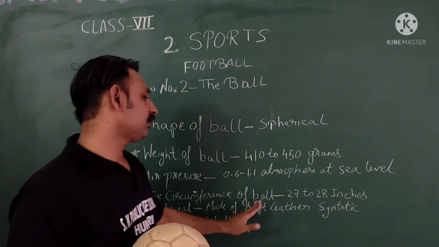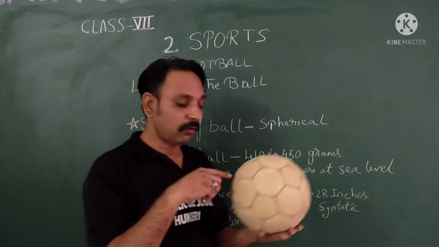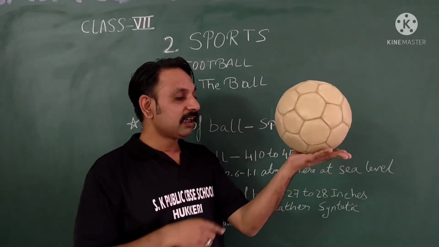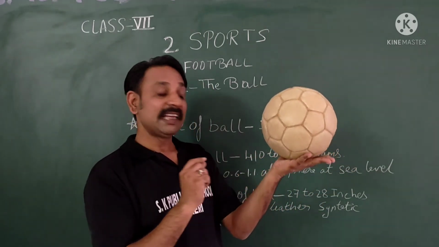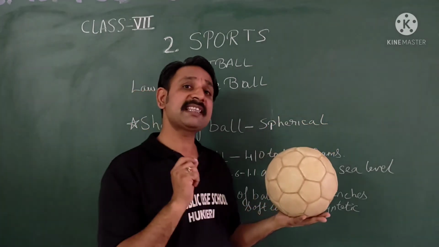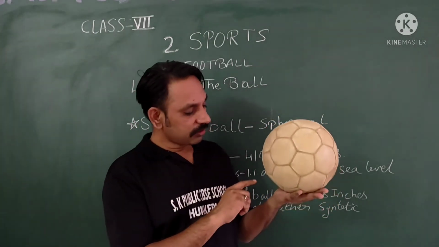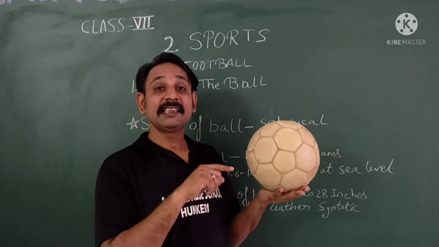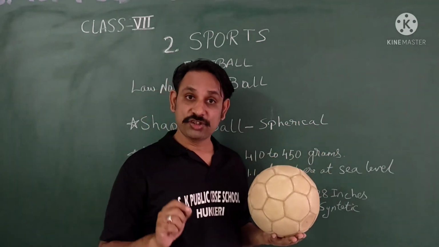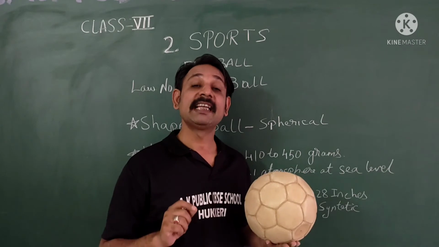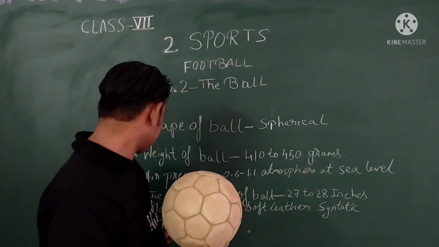Now what is the circumference of the ball? The circumference of the ball is 27 to 28 inches. So the circumference of the ball is 27 inches to 28 inches.